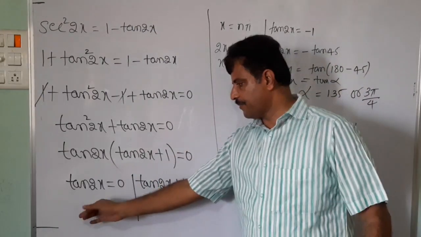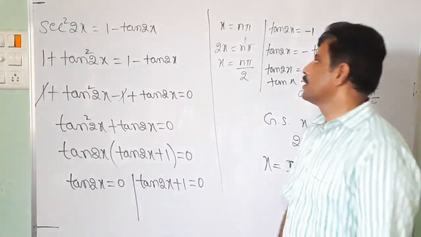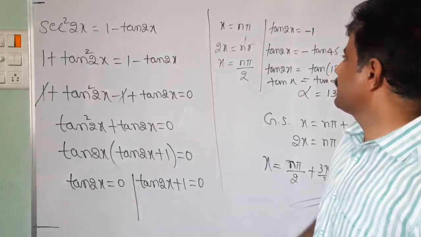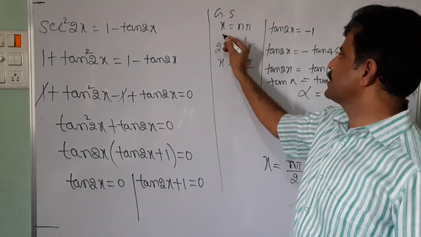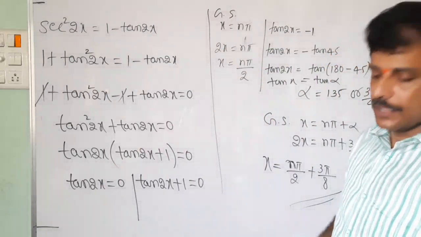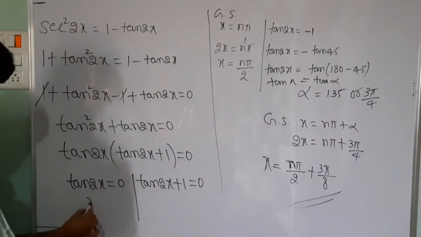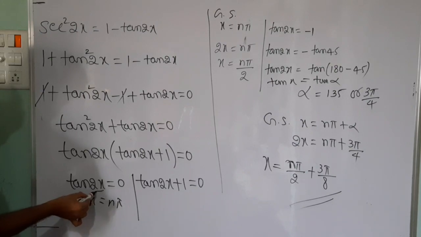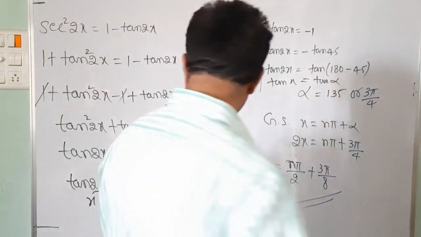Next, this is in the form of tan x is equal to 0. Then the general solution, GS, is x is equal to n pi. So compare now: x is equal to n pi. What is the value of x? In the place of x, what is there? Tan x is equal to tan alpha.